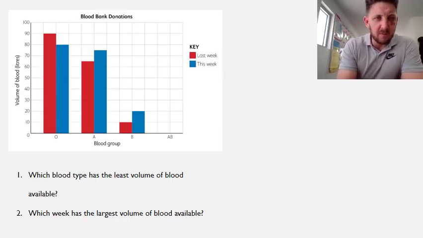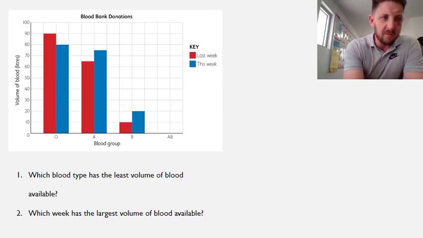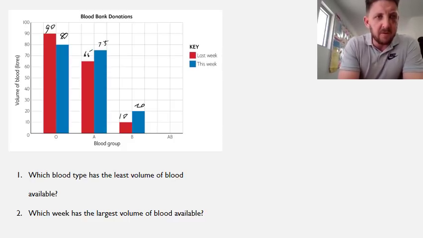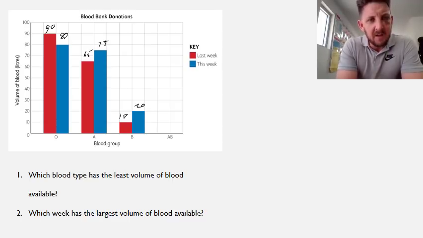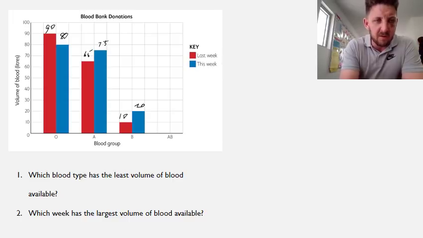Okay, we're going to look at the first one, where we can see here straight away that we have 90, we have 80, we have 65, and we have 75, and we have 10, and we have 20. So if you look at the first one, we have 170 litres. In the second one, we have 140, and the last one we have 30. So it said which has the least amount available. We know it's B.